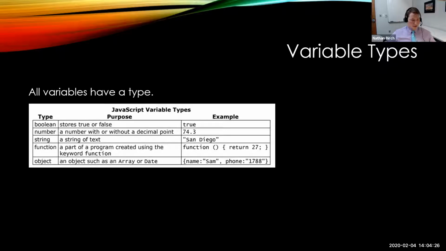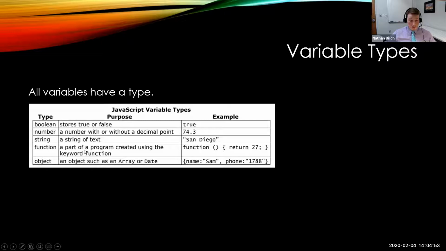So I can say var today is sunny. That would either be a true or false variable. I can have a number. If I said var income or var GPA or var age, all of these would be different types of numbers. I could have a string of text. If I said var student name, or var city, that would be an example of a string of text. And we always have those inside of quotation marks.